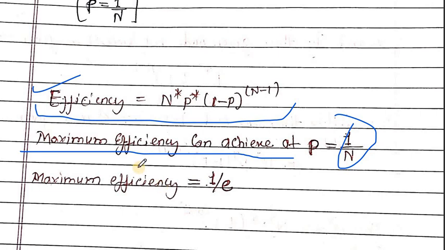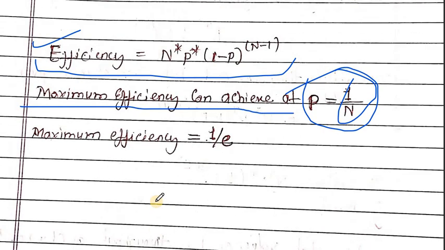The maximum efficiency can be achieved at the value of p equal to 1/n, and what is the maximum efficiency? It is 1/e. 1/e is the maximum efficiency of the channel.